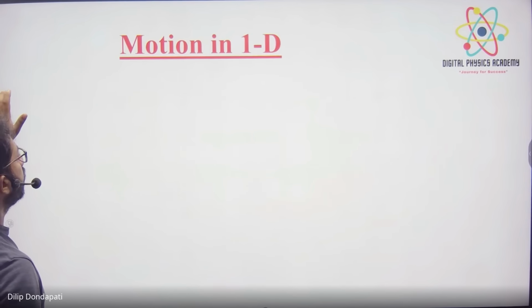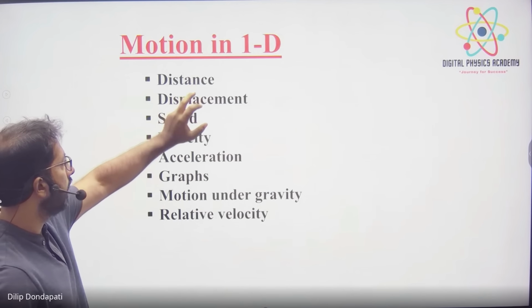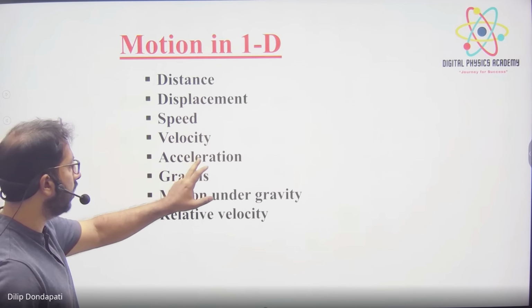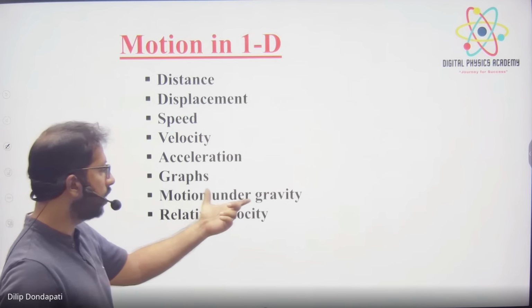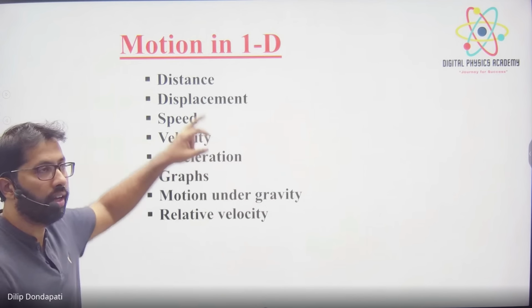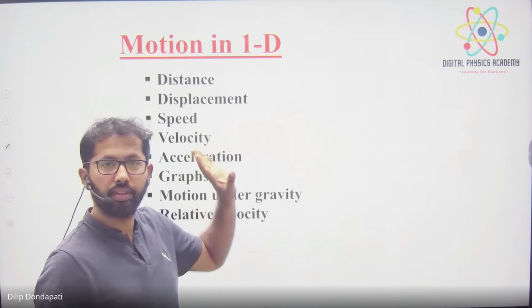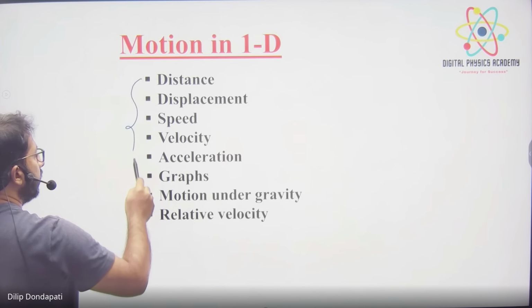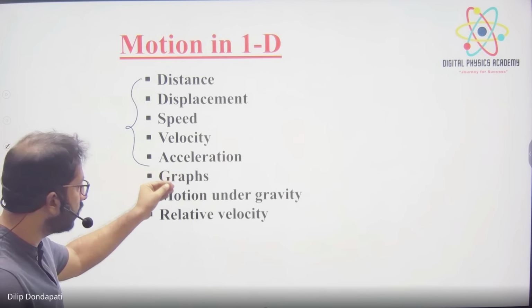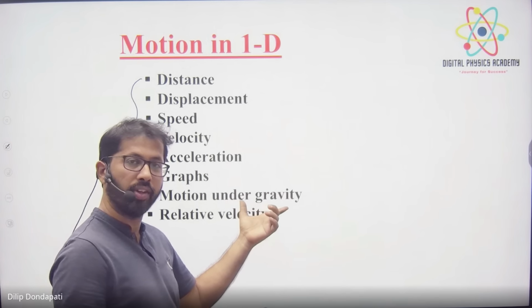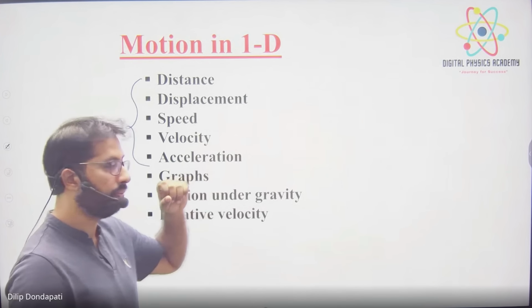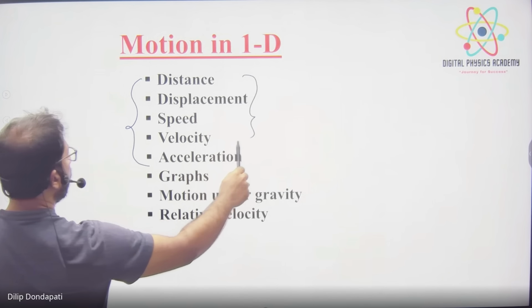Now in this chapter, we are dealing with variables such as distance, displacement, speed, velocity, acceleration, and graphs. We are studying motion under gravity and relative velocity. If you finish this, the chapter is done. You know these things already from ninth grade: distance, displacement, speed, velocity, acceleration, some graphs, and a little bit about motion under gravity. Now we will learn all things nicely.